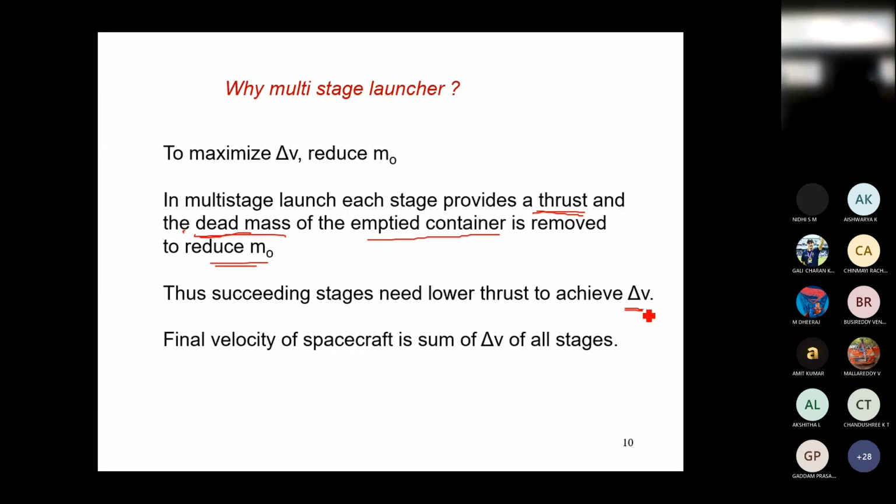Now, as the weight of the satellite is reducing stage to stage, we need less fuel to achieve a particular incremental velocity, that is del V. So the final velocity of the satellite is the summation of all the incremental velocities. Okay, so at this point, I have a question for you: when the satellite is not launched, what is the velocity of the satellite?